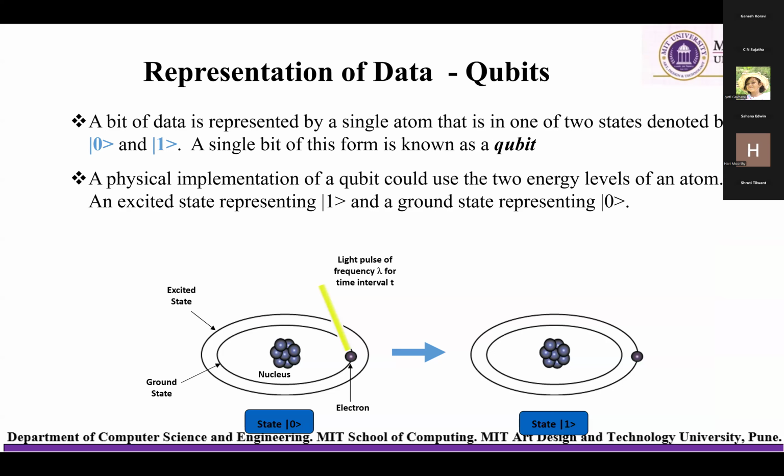A physical implementation of a qubit might utilize the energy levels of an atom. Specifically, the ground state of an atom would represent 0, while an excited state would represent 1. The transition between the ground and excited states is typically achieved by applying a light pulse of specific frequency, causing the atom's electron to jump between the 2 energy levels, thus encoding the qubit's information.